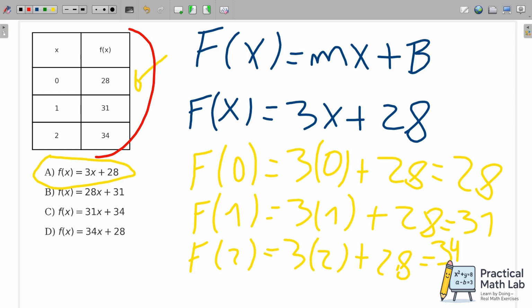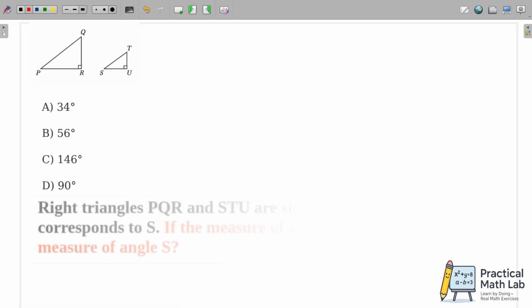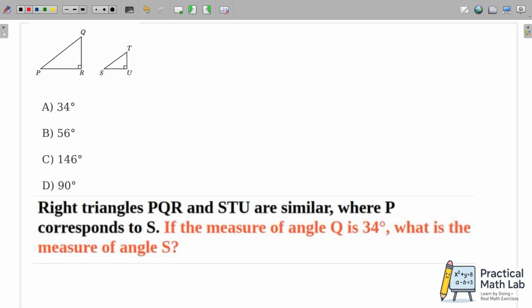And now let's move on to the last one. Watch until the end. Triangles P, Q, R, and S, T, U are similar, where P corresponds to S. If the measure of angle Q is 34, what is the measure of angle S?